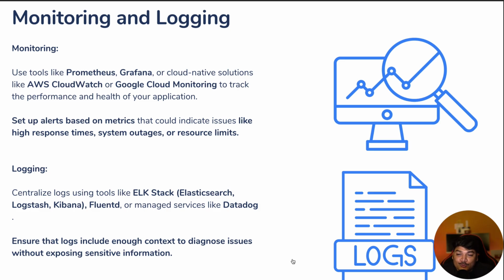You can use tools like Prometheus, Grafana, or cloud native solutions like AWS CloudWatch or Google Cloud Monitoring to track the performance and health of your application. And there are many others, like New Relic, Dynatrace and Datadog. You can utilize those. Then you set up alerts based on metrics that indicate issues like high response time, system outages or resource limits. All those things you can track, which is very good to have.